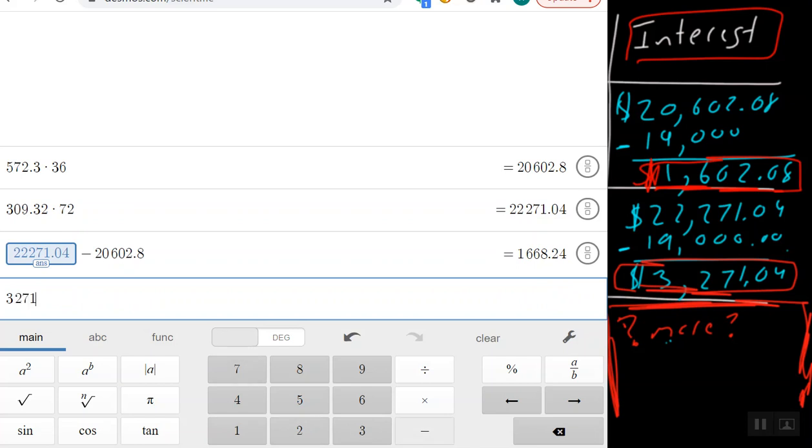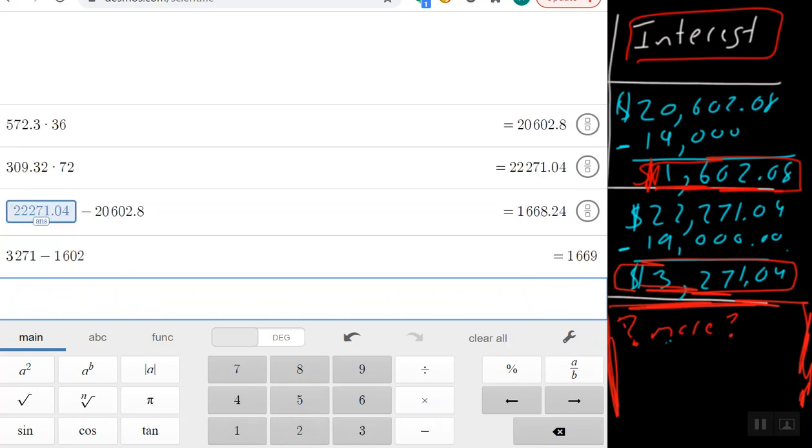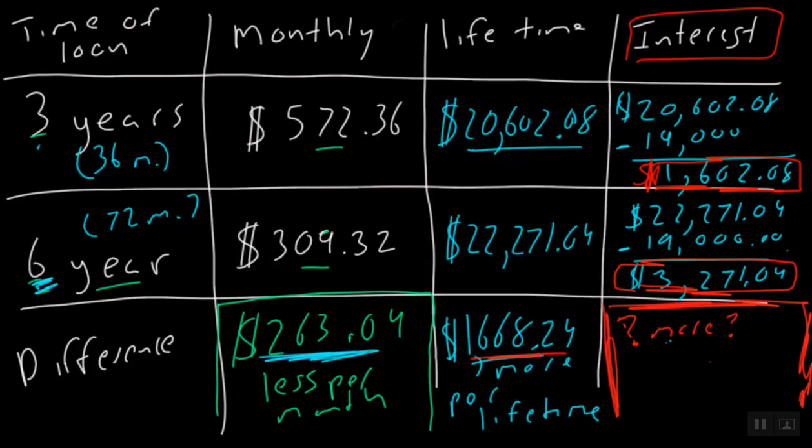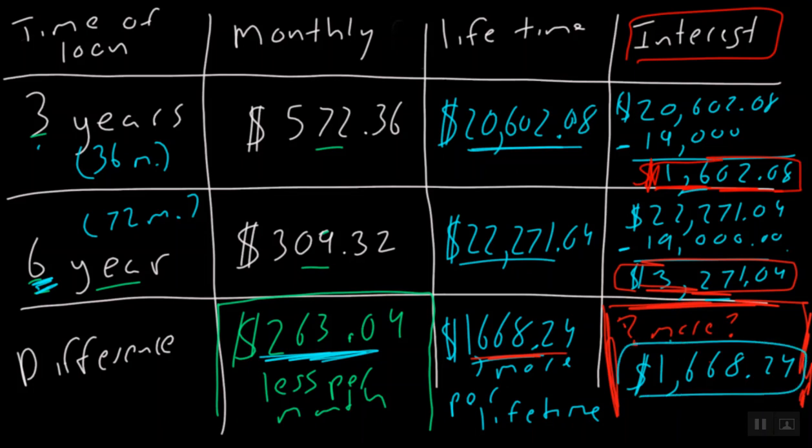3,271. Oh, and it's kind of cool, I can see it here. Minus this 1,602. And it looks like roughly we'd say $1,669. Or actually, this number should just match up with that, so let's just copy that: $1,668.24. All right, so you can either subtract the lifetime amounts or you can subtract the interest amounts, and they're both going to give you the same answer.